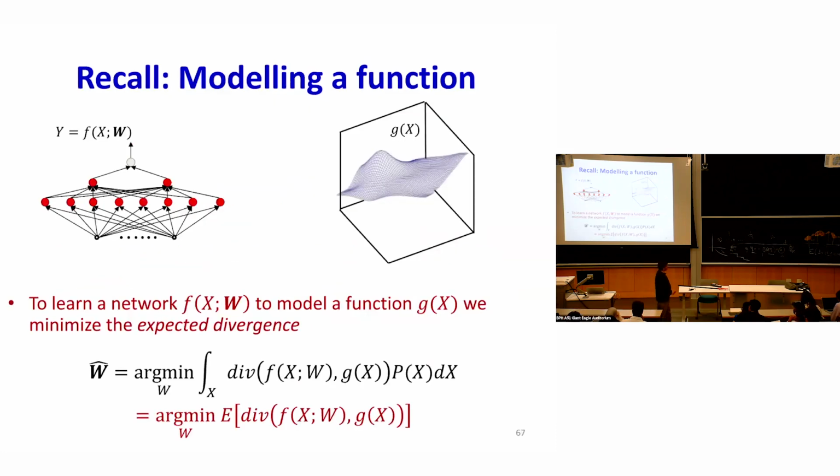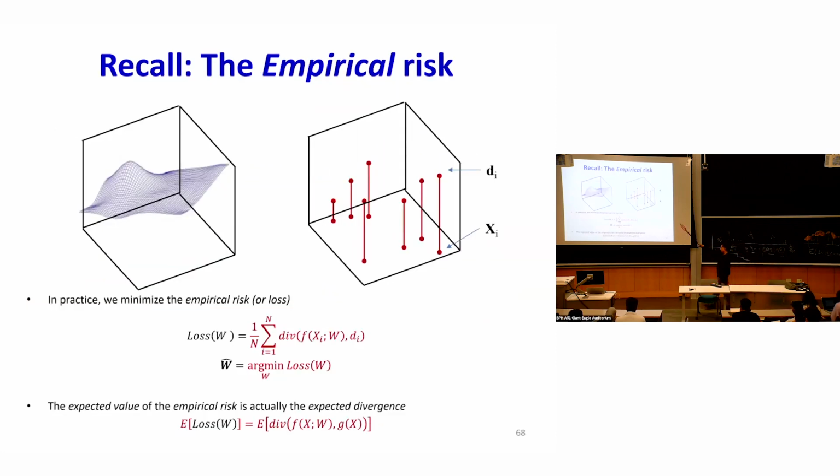Okay, so now let's go back to our function again. Here's what we wanted to minimize. What we wanted to minimize was the expected divergence. The expected divergence is this area, the shaded area. But what we are actually minimizing is the average divergence over the training data, right? So now let's look at this.